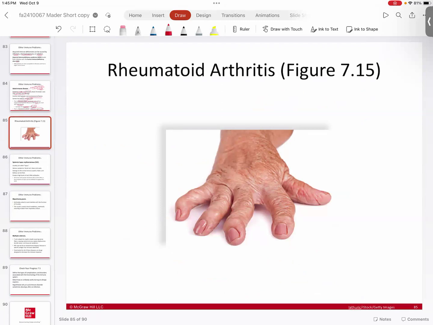So this is basically what it looks like. When your joints get attacked, they start to get disfigured and painful and very difficult to move. So these are examples of arthritic joints.